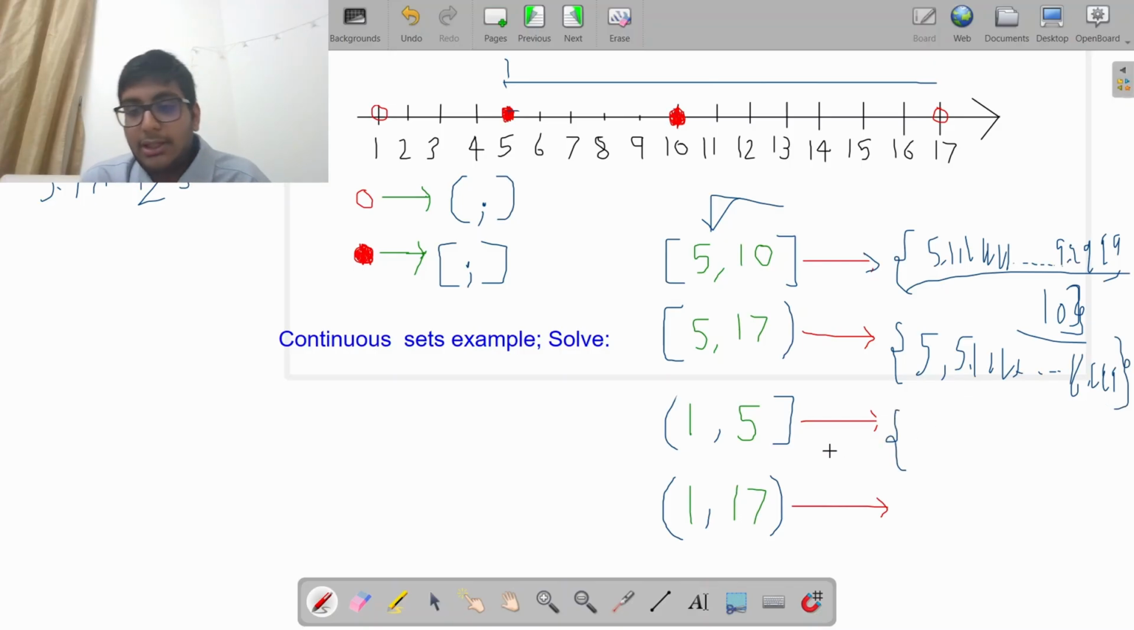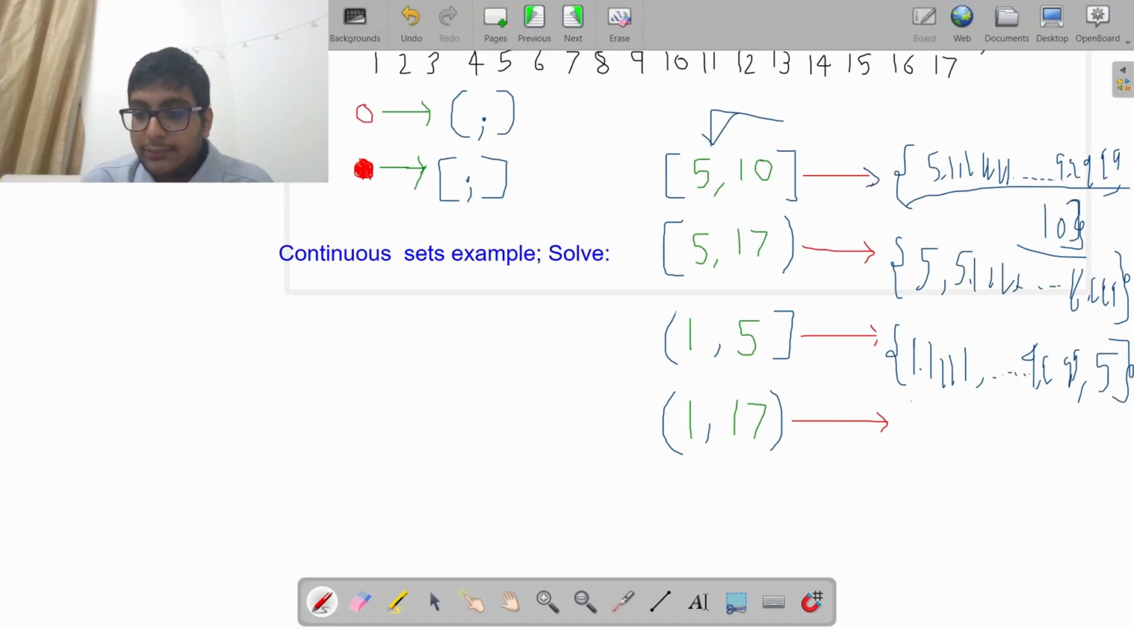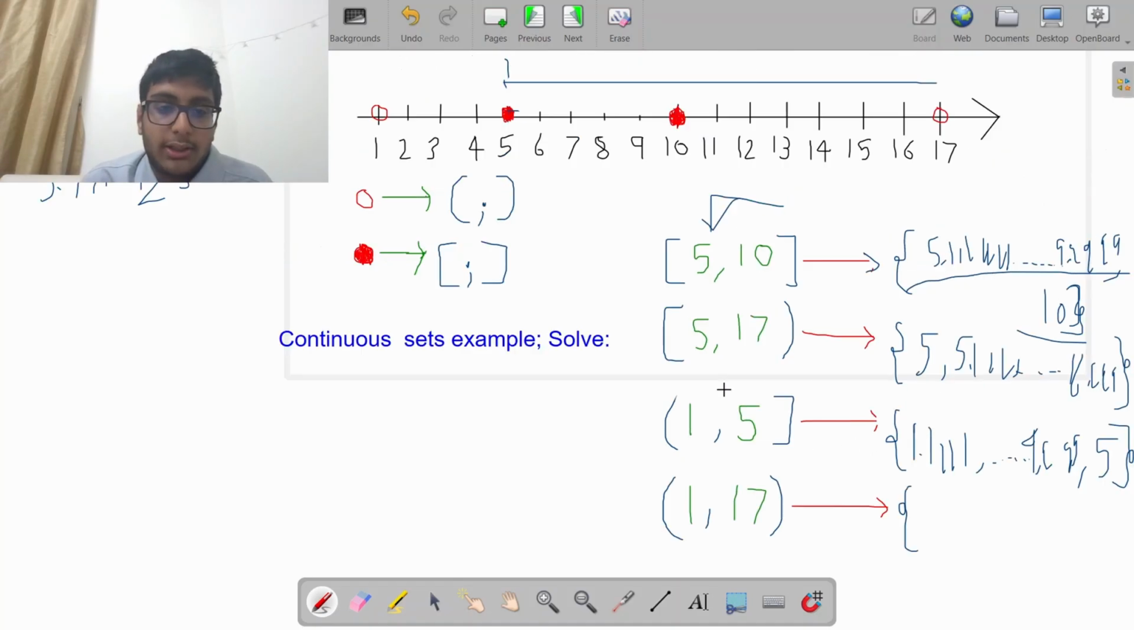Let's do the same for this 1, 5, where 1 has the curved bracket and 5 has a square bracket. So 1 has not been included. So it will be 1.1111, going on till 4.999, comma 5. Last example. 1 isn't included.